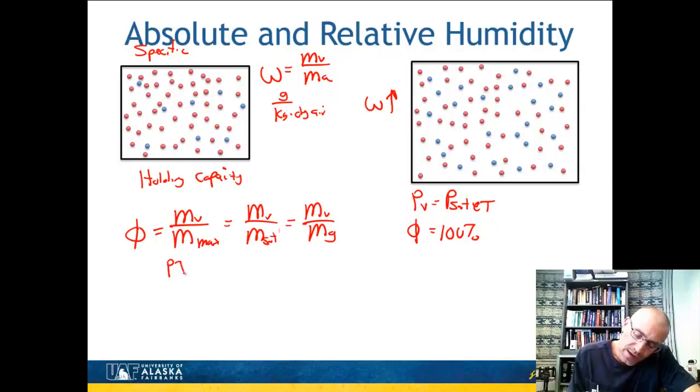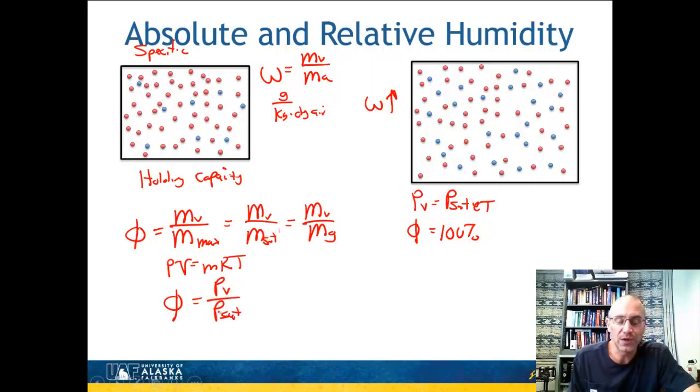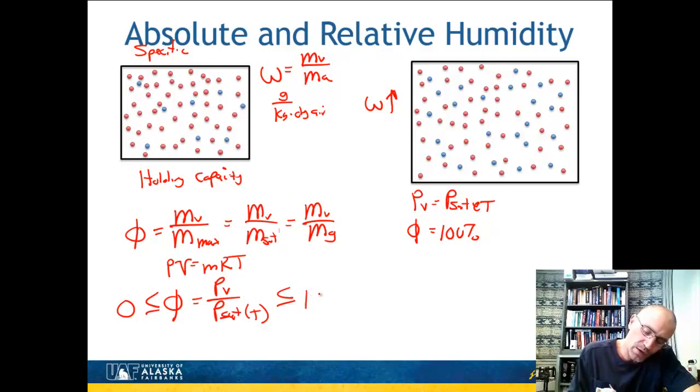And since we can use the ideal gas law to describe this, we have PV equals mRT at the same temperature and the same volume. I can go ahead and replace this with pressures. And so what I find is the relative humidity is the partial pressure of the water vapor over that saturation pressure. And so since the saturation pressure is a function of temperature, we realize that the relative humidity is also a function of temperature. And that will become important when we start talking about some of these other temperatures here in just a moment. This value of the relative humidity is always between 0 and 1, or 0 and 100%. We'll express it as a percentage value.